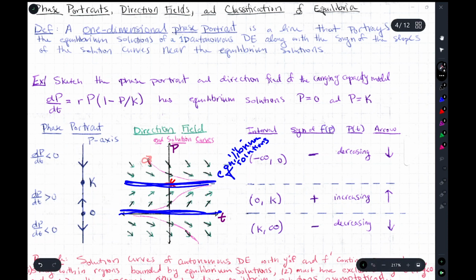So first, our solution is up here, it's going down. Well, that's what our phase portrait tells us. It tells us how the solution curves flow, okay? These are flowing down, these are flowing up, these are flowing down. And what you see on the right here is just a breakdown of that. So on the interval negative infinity to 0 for P, okay, so this here, these represent values for P.